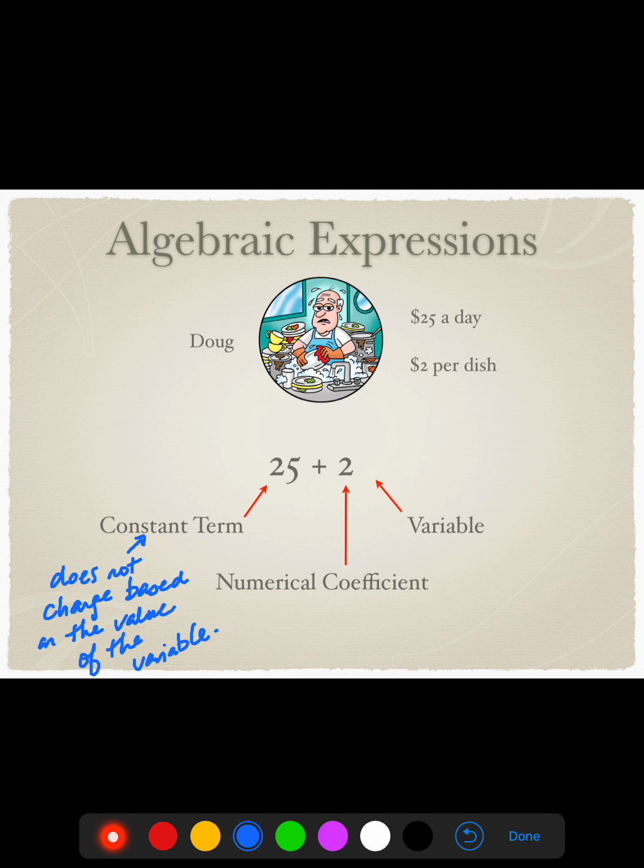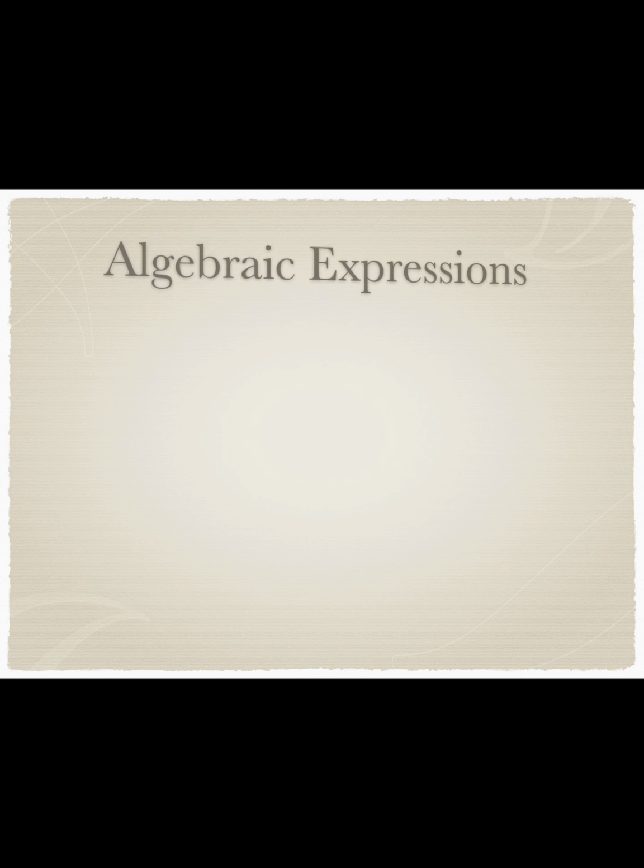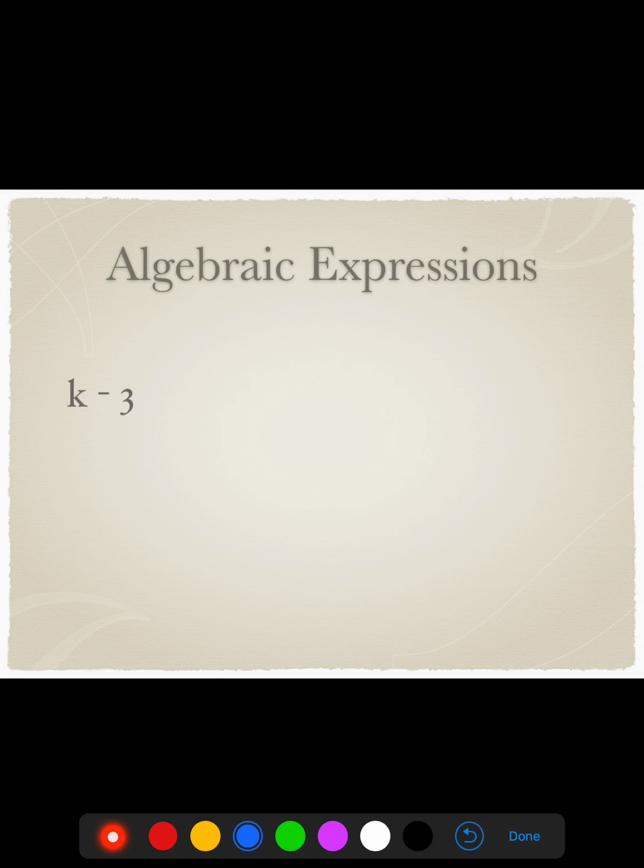Okay, so we've got the variable, which is n. Remember the variable, the numerical coefficient, and the constant term. So make sure you're familiar with those 3 terms. So what we're going to look at now are examples of algebraic expressions. What I want you to think about is what each of these algebraic expressions means in terms of words so we understand how to build them. So we'll do the first one together.